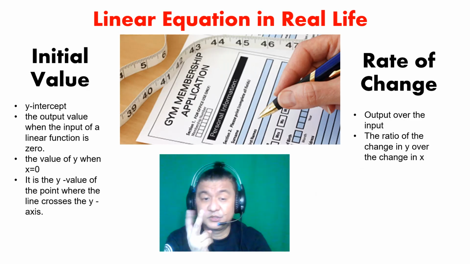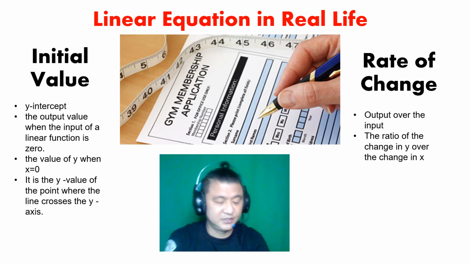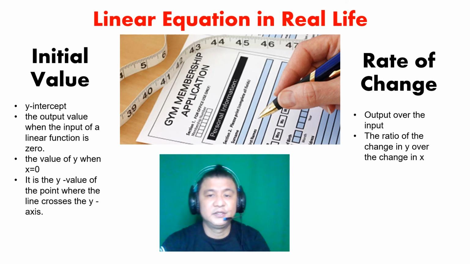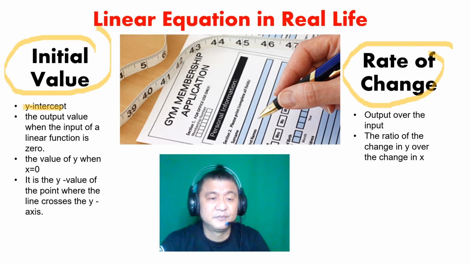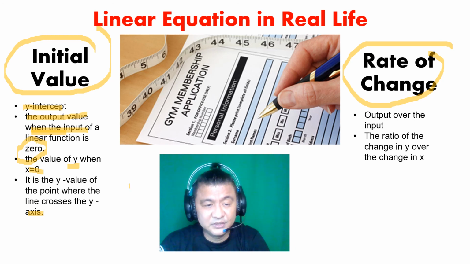Two important terms that you should remember about linear equations in real life: initial value and rate of change. Definition: initial value is the y-intercept. It is the output value when the input of the linear function is 0. It is the value of y when x is 0. It is the y value of the point where the line crosses the y-axis. So take note, the important point is 0.